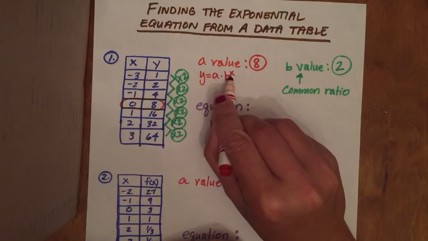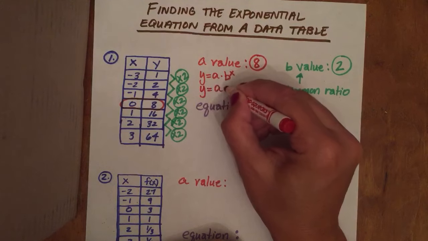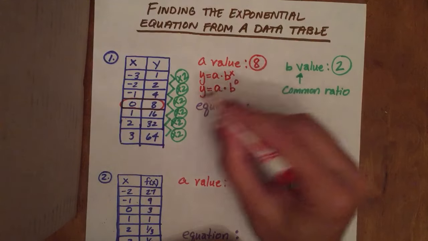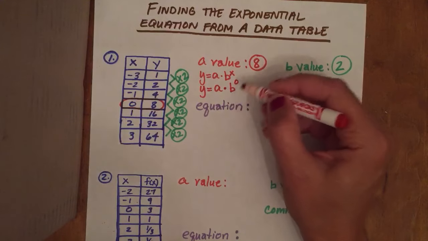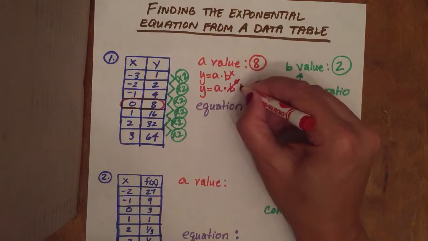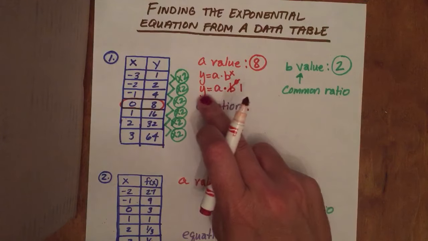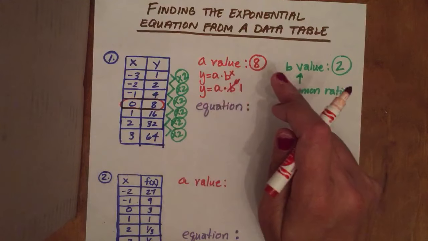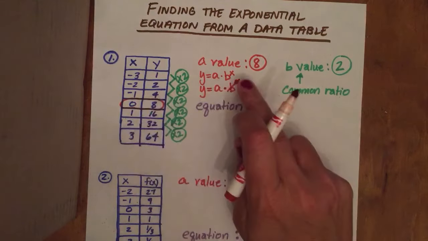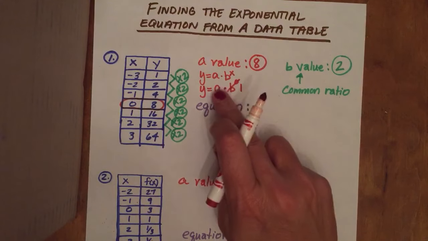Whenever the x value is 0, if I write a times b to the 0, let me plug in 0 for x. Well, b to the 0 power is just going to be 1. So my a value is going to be the same thing as my y value, because whatever I get for a is going to be y. So when I plug in 0 for x, my a value is what's left, because this goes to 1. Anything times 1 is just that value.